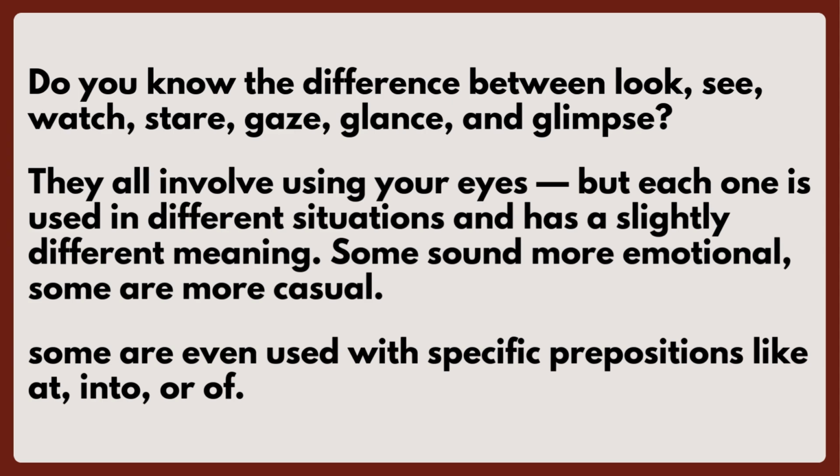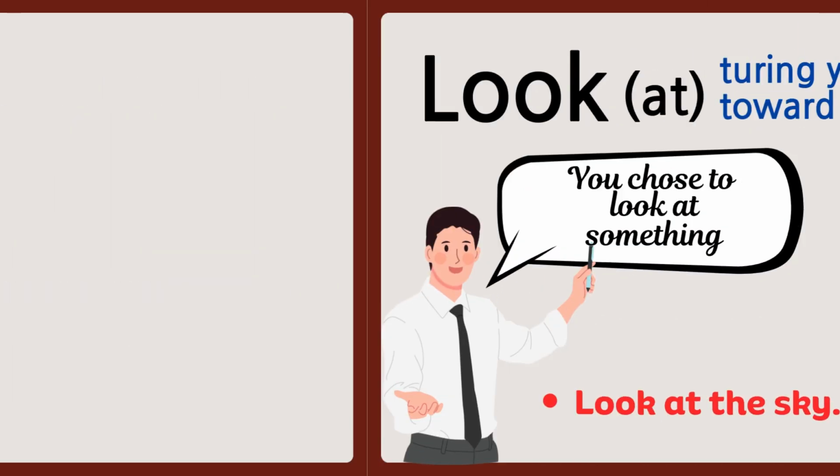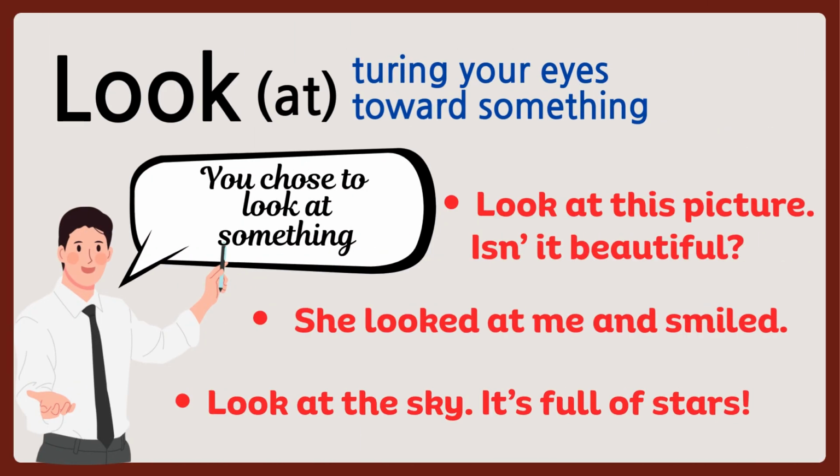Let's begin with the first one, look. We use look when we intentionally direct our eyes towards something. It's a conscious action, and it's almost always followed by the preposition at. Let's look at 3 examples.